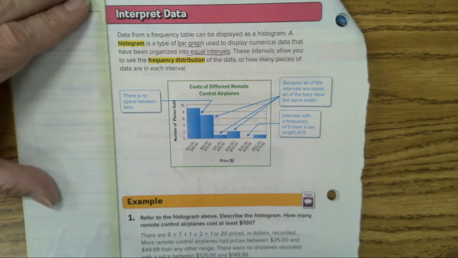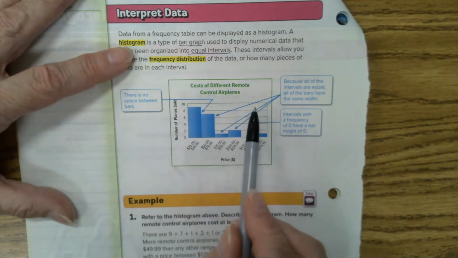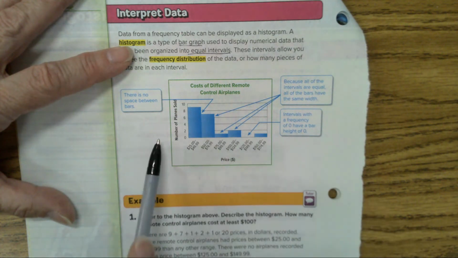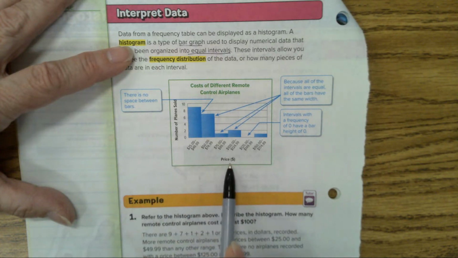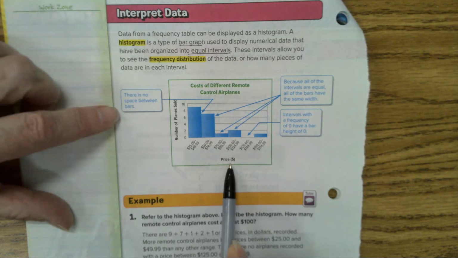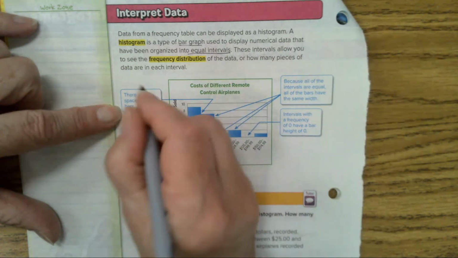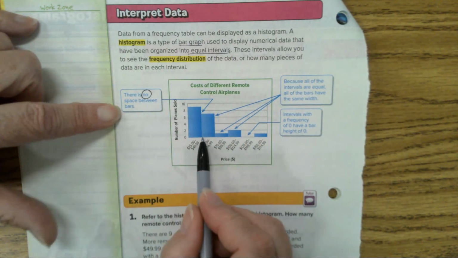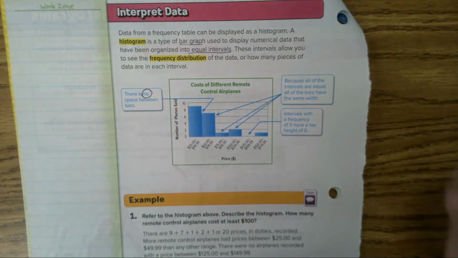What are the parts of a histogram? Well, you have a title. The title of this histogram is Costs of Different Remote Control Airplanes. Then you have labels. These are the number of planes sold, and this is how much they cost, their price. You got that? You have to give those labels. Now, I want you to circle the word no. There is no space between the bars. See how the bars touch each other? In a histogram, they have to touch each other.